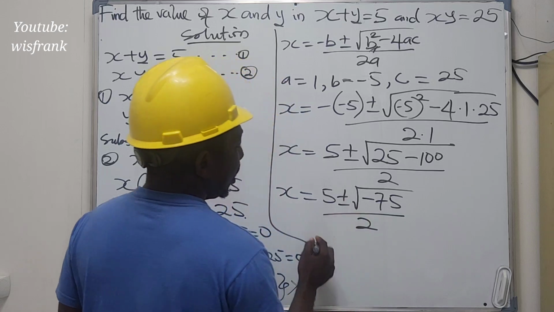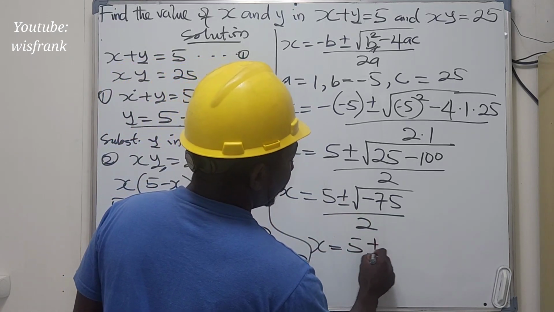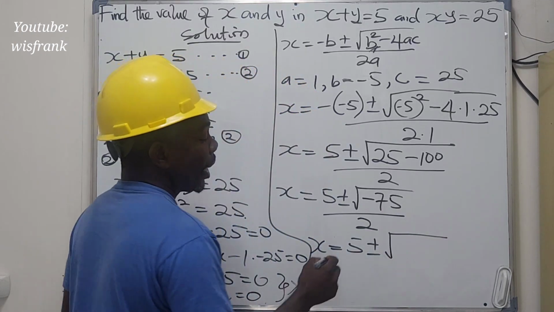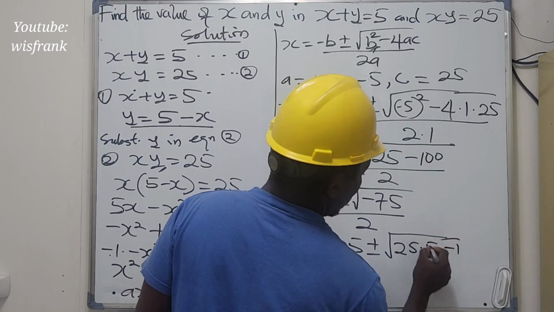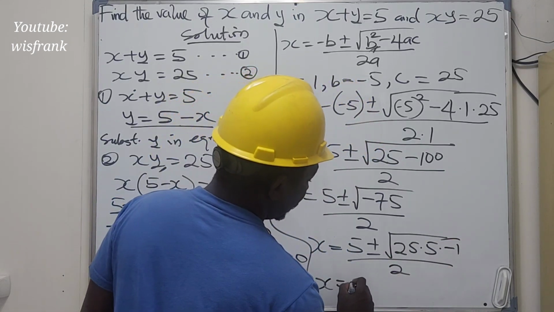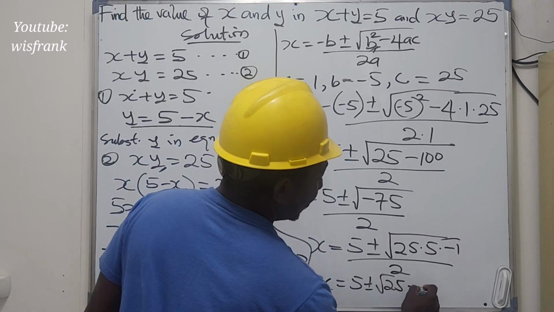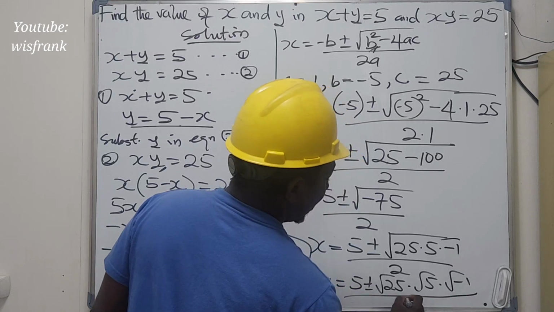So in this case, we can rewrite the value of x equals 5 plus or minus square root of 75, which is the same thing as 25 times 5 times minus 1, all over 2. So in this case, we have the value of x equals 5 plus or minus square root of 25 times square root of 5 times square root of minus 1, all over 2.